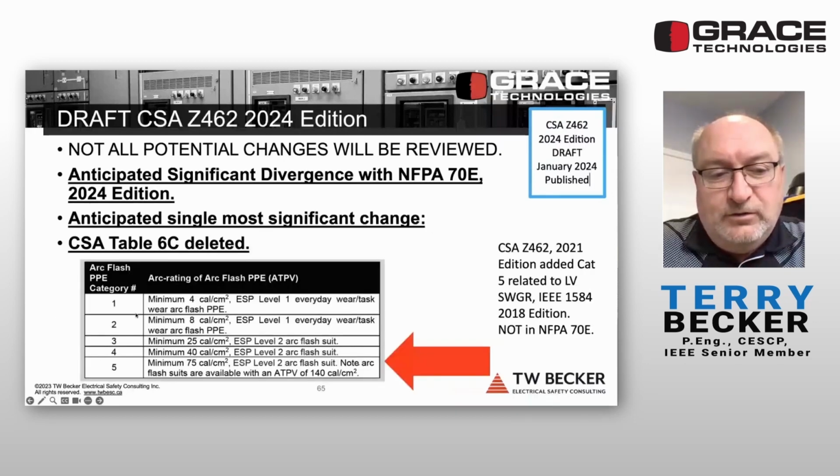So here's the old categories. We added that category 5. Well, this column will just be gone. It'll just say if you use the arc flash PPE selection table method, select PPE minimum 4, minimum 8, minimum 25, minimum 40, or minimum 75.